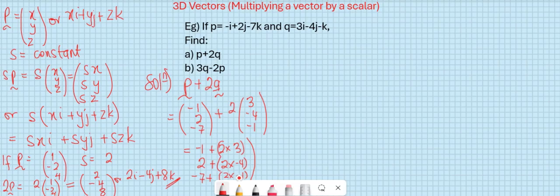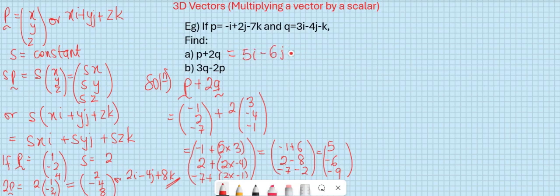All right, let's compute this. 1 plus 6, -2 minus 8, -7 minus 2. What do we get here? 1 plus 6 is 7. -2 minus 8 gives us -10. -7 minus 2 gives us -9. So in Cartesian form, this can be written as 7i minus 10j minus 9k.